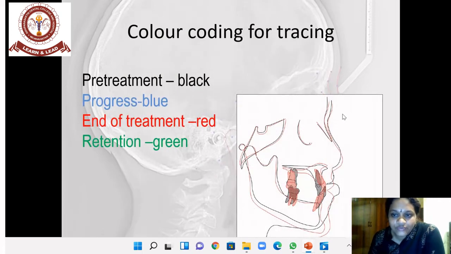The color coding for your tracing is: pre-treatment, usually you will be doing it in black, the progress of the treatment we will be doing in blue, the end of the treatment we will be doing in red color, and the retention phase the tracing will be done in green color, so that you can appreciate the treatment progress of an individual.